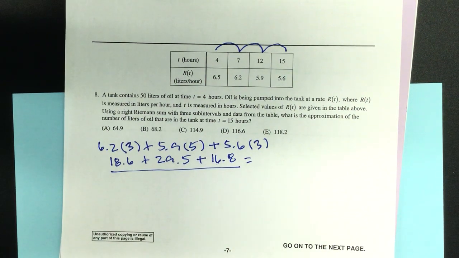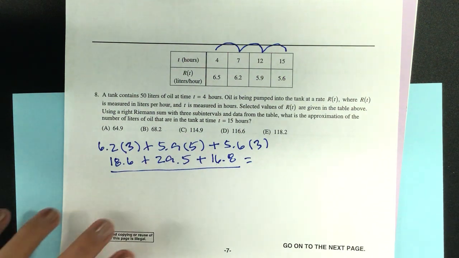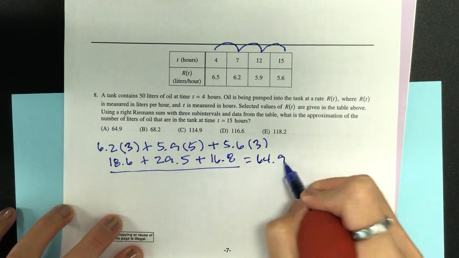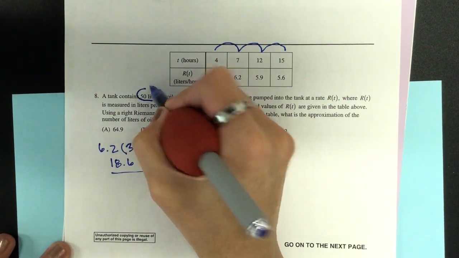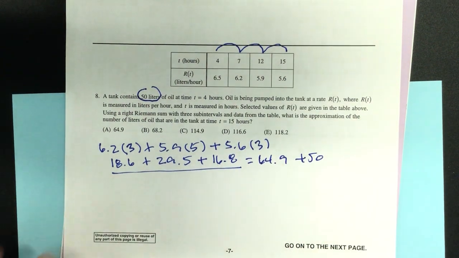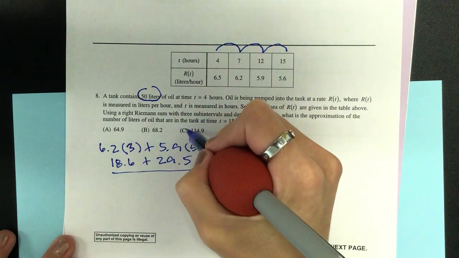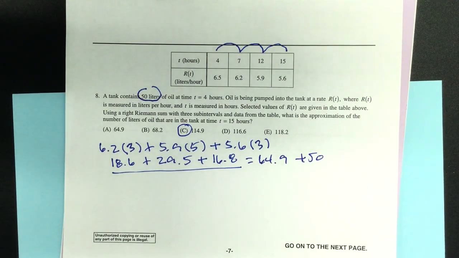10, 18. Some 2 digits and a decimal, right? 64.9. Now here is a common mistake. A lot of kids get to that and go, hey, I got my answer. You have to add 50. But we have to add the initial. What was the initial? 50 liters. You have to add the 50, which ends up being which one, Max? C. C it is. So go ahead and score your raw and potential for that specific problem.